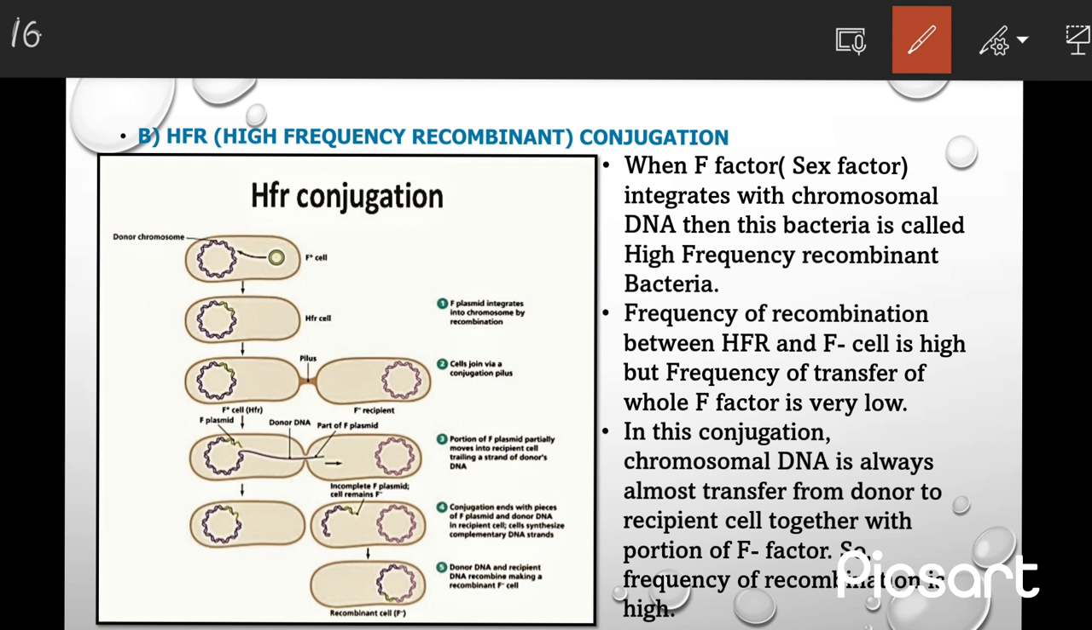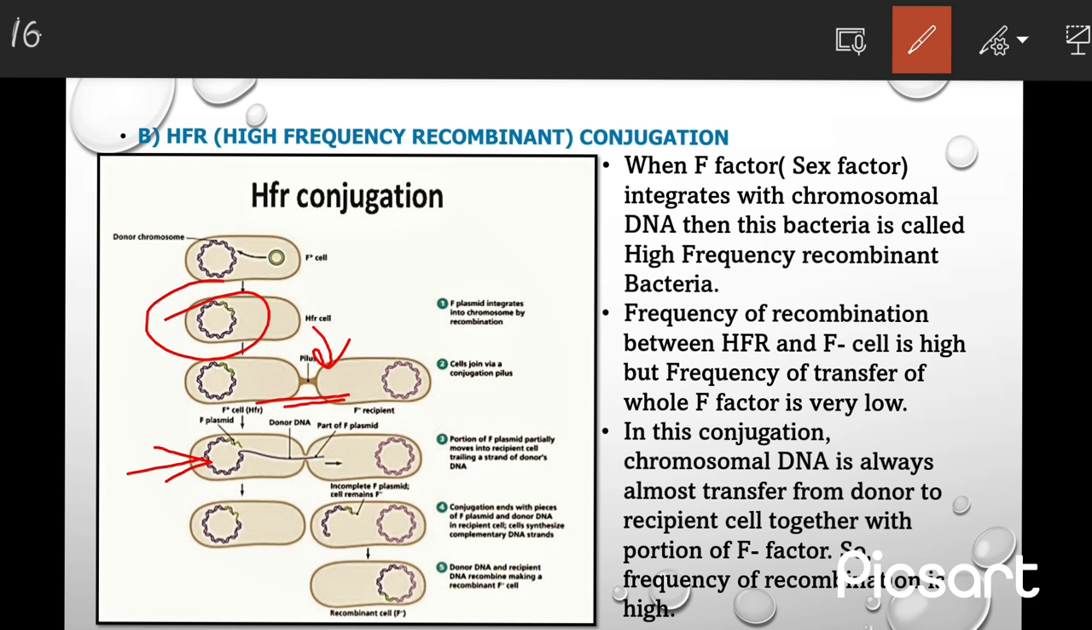This Hfr cell will produce the pilus, and then a bridge will be created between the two cells, that means the donor cell having Hfr and the recipient cell which lacks the F plasmid. Then by the rolling circle mechanism, the plasmid gets transferred from one cell to another cell, with replication in the 5 prime to 3 prime direction, and in this way Hfr, high frequency recombinant, conjugation takes place.